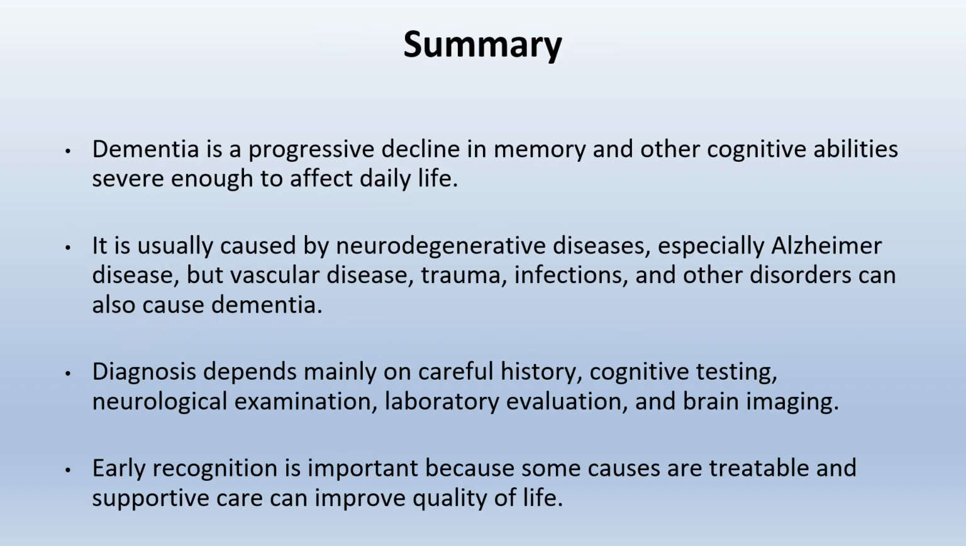Summary: dementia is a progressive decline in memory and other cognitive abilities, severe enough to affect daily life. It is usually caused by neurodegenerative diseases, especially Alzheimer's disease, but vascular disease, trauma, infection, and other disorders can also cause dementia. Diagnosis depends mainly on careful history, cognitive testing, neurological examination, laboratory evaluation, and brain imaging. Early recognition is important because some causes are treatable and supportive care can improve the quality of life.